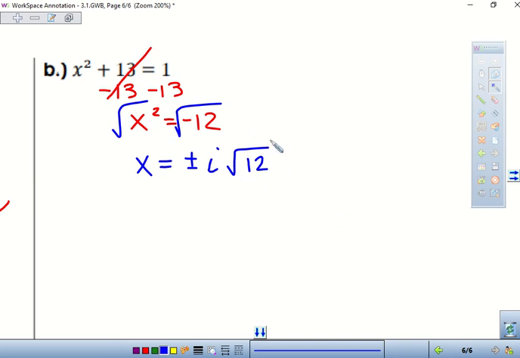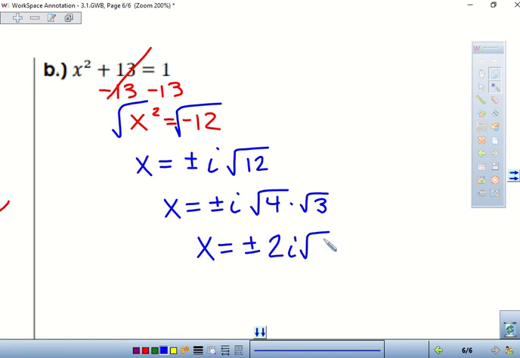So now you need to simplify the square root of 12. Isn't it true that I can rewrite the square root of 12 as the square root of 4 times the square root of 3? What is the square root of 4? 2. So I get plus or minus 2i radical 3 as my answers. And if you want to write them as two separate answers, that's totally fine.